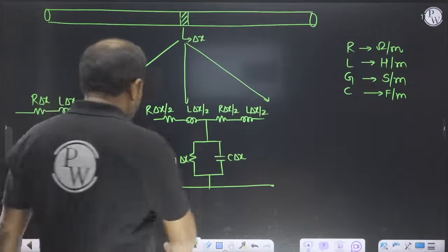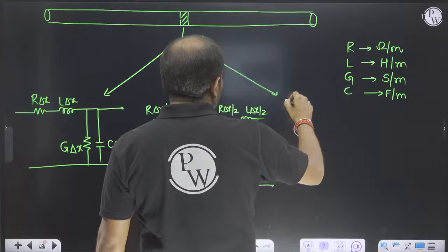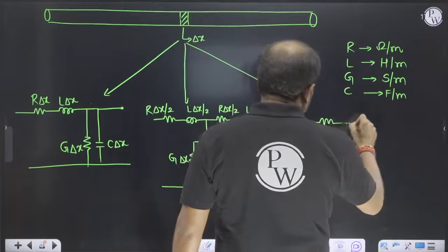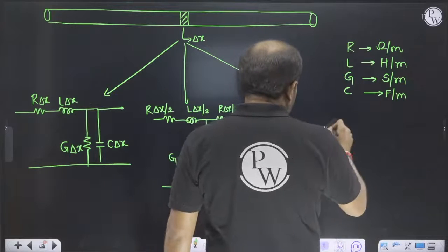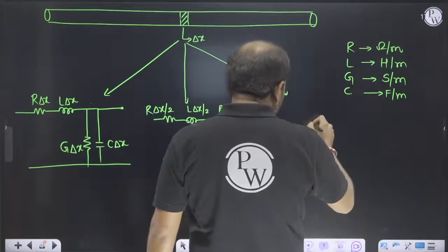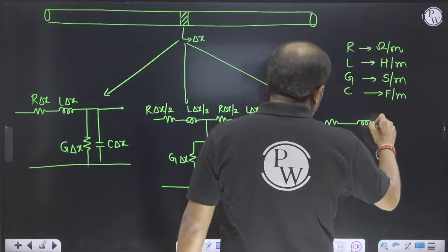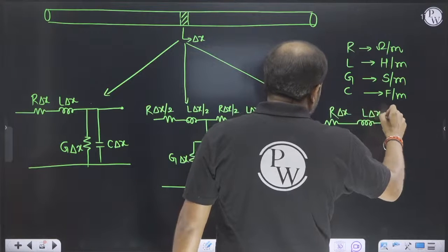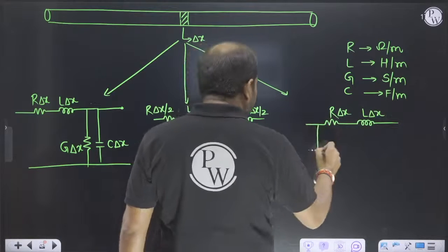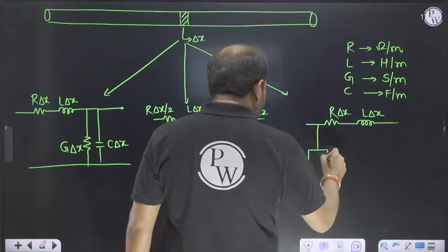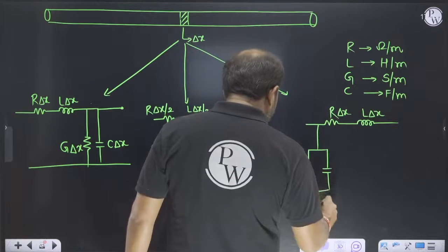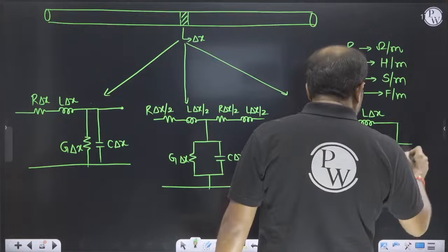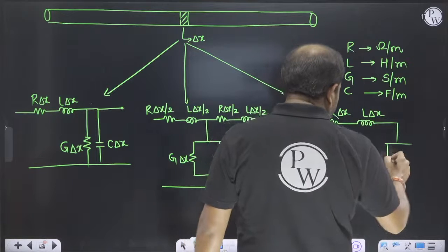Then after there is a pi network. What will the pi network be? The resistance and inductance will be the same, so R into delta x and L into delta x. And there is conductance and there is capacitance.